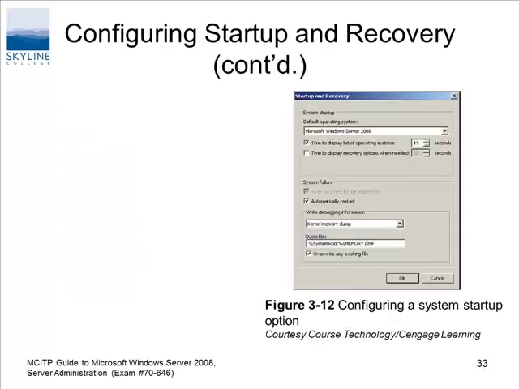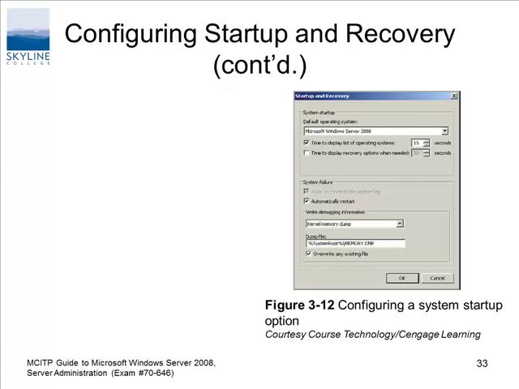And this is the window that you're going to see, this drop down here. You got default operating system. If you have more than one, this is where you would pick the default. Time to display the list of operating systems, 15 seconds. If you turn this off, it just sits there forever. Time to display the recovery options when needed, and you notice this is turned off by default.